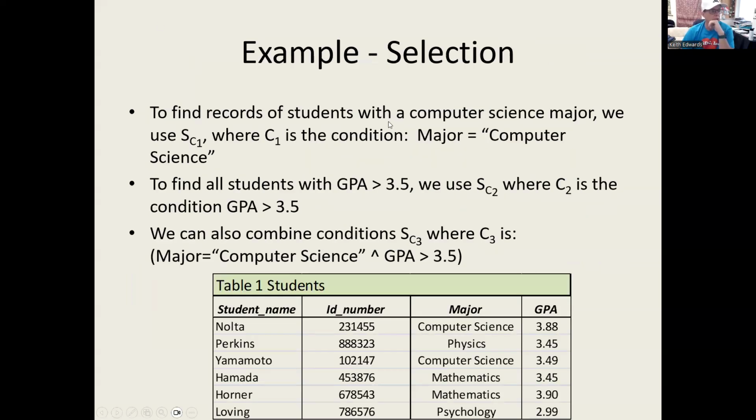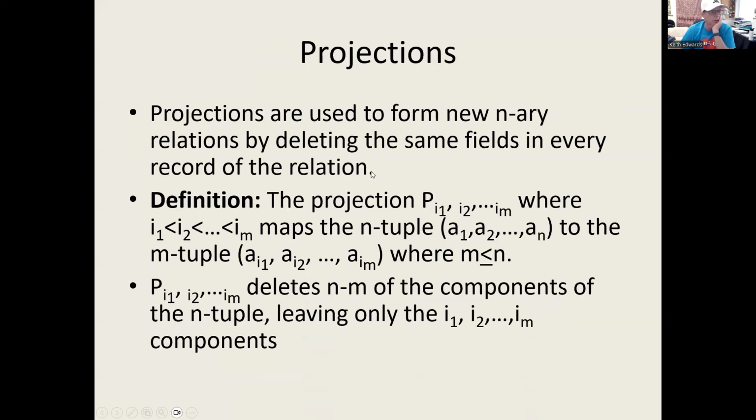So to find records of students with a computer science major, we use the selection S_C1, where C1 is the condition major is equal to computer science. To find all students with a GPA greater than 3.5, we would use S_C2, where C2 is the condition GPA is greater than 3.5. And then we can combine those two conditions to form S_C3, where C3 is major of computer science and GPA is greater than 3.5.